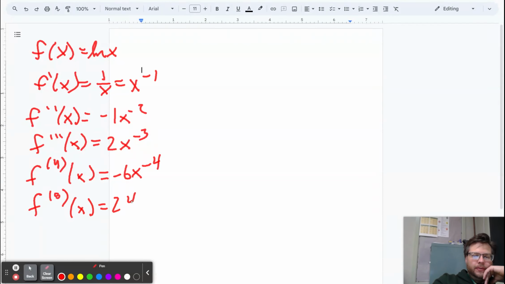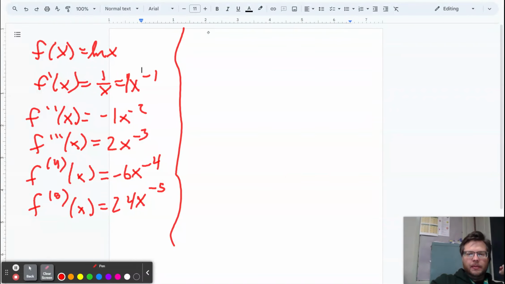The numbers in the front are switching back and forth from positive to negative to positive to negative. I can even include a 1 right here on the first derivative. So I have positive, negative, positive, negative. The other thing that's happening is they are multiplying as we count up, and that makes me think of a factorial. And the power is just counting up in the negatives, or counting down, depending on your perspective.